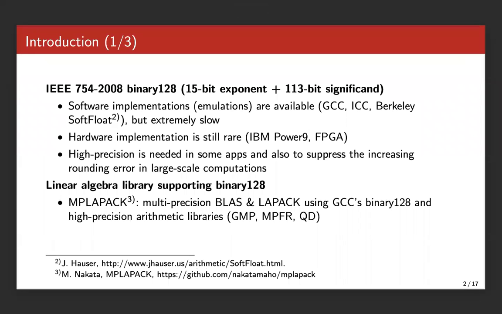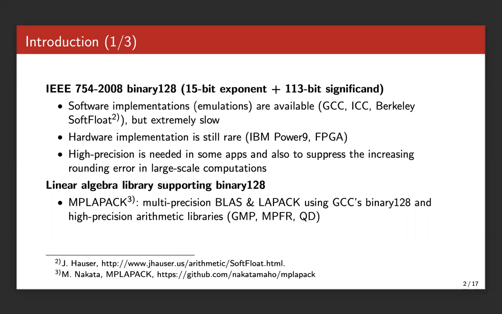Binary128 is the quadruple precision floating point format defined in the IEEE standard. Currently, binary128 is not available in hardware on x86, but software emulation is available on GCC, ICC, and so on. However, the performance is extremely slow compared to binary64 in hardware.